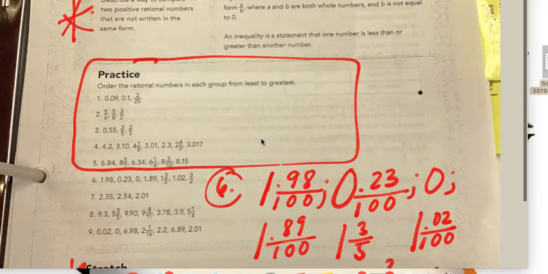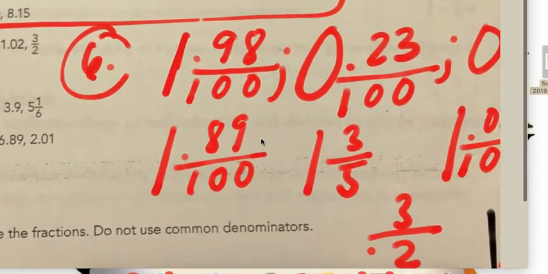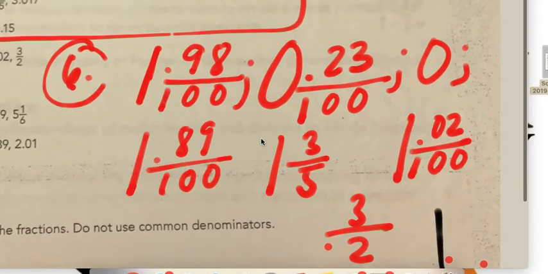Okay, so you can use the benchmark fractions to help you categorize these in least to greatest form. I definitely know that I want to look at the zeros first because they're the smallest. Some of you might say, well, 3 over 2 is like having 0, but it's technically not. 3 over 2 is an improper fraction, so I can change it to 1 and 1/2.